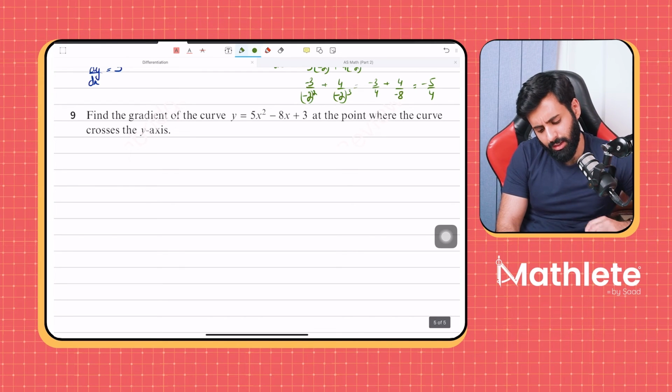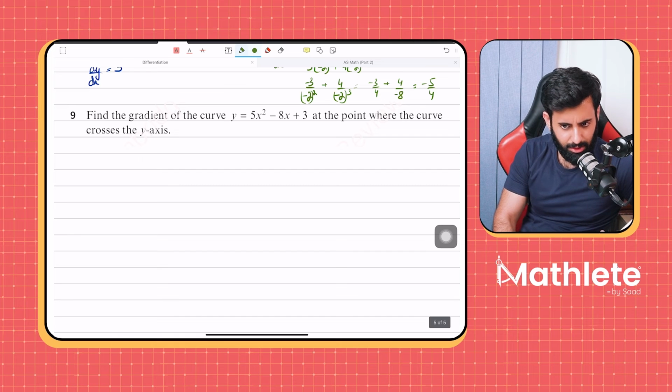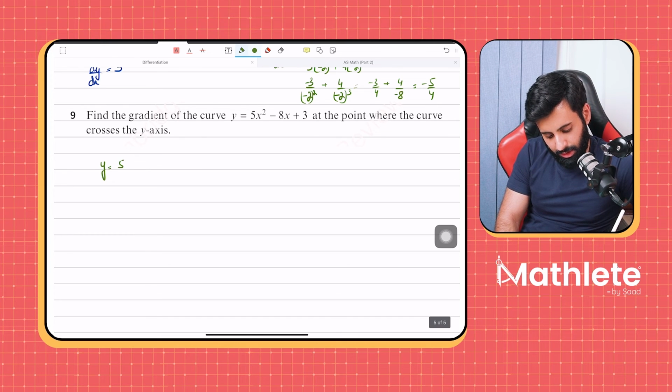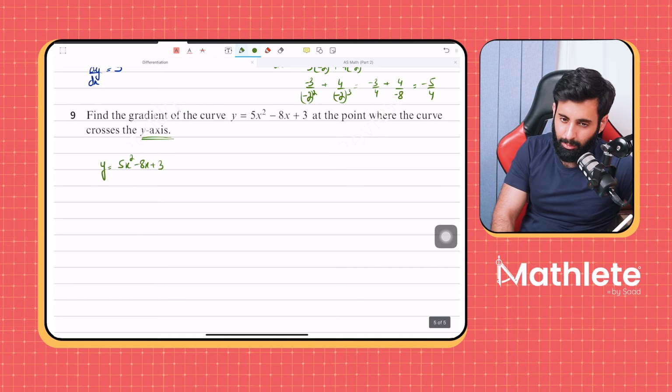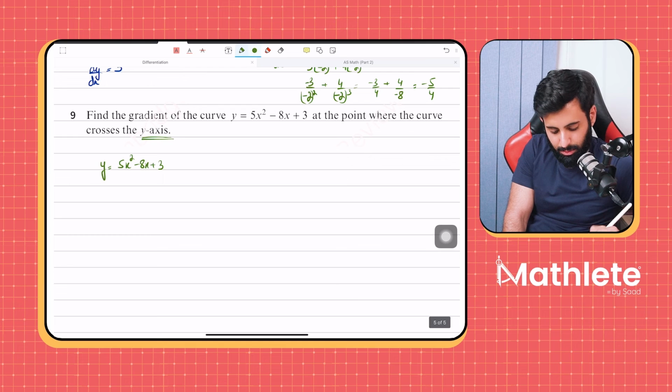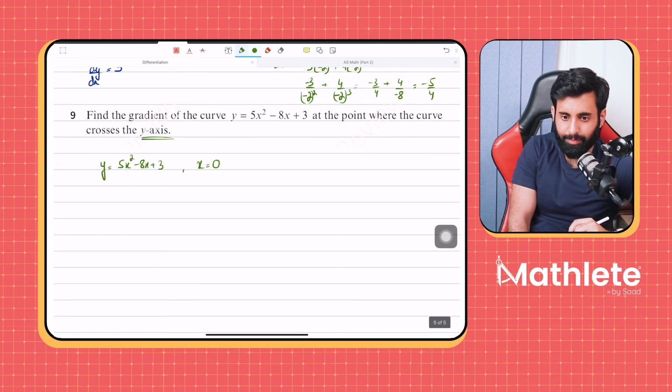Stationary point, where did that come from? We haven't done anything related to stationary points yet. Okay, so don't mix up the concepts. Right now, we're just finding the gradient. So this is the equation of the curve: y equals 5x squared minus 8x plus 3. And we need to find out the gradient where the curve crosses the y-axis. You can see we don't even know what the y-intercept is, but frankly, we don't even care what the y-intercept is. Why? Because all we care about is the value of x.